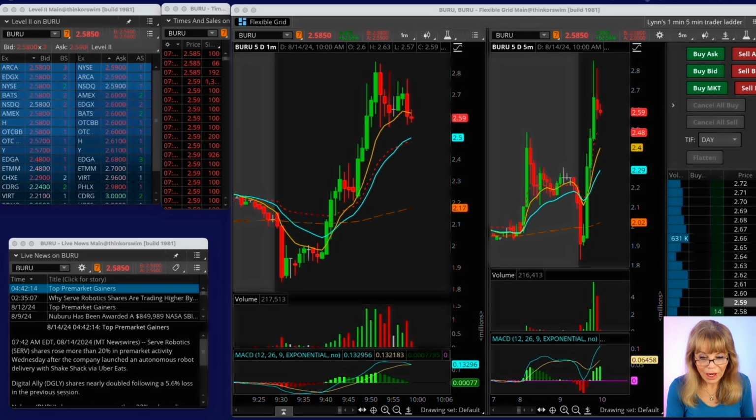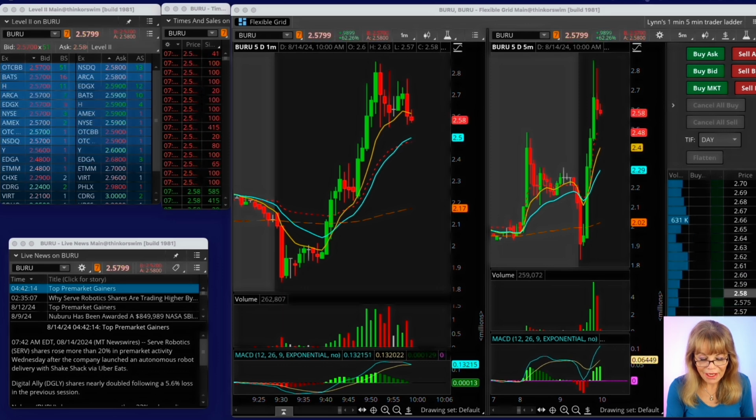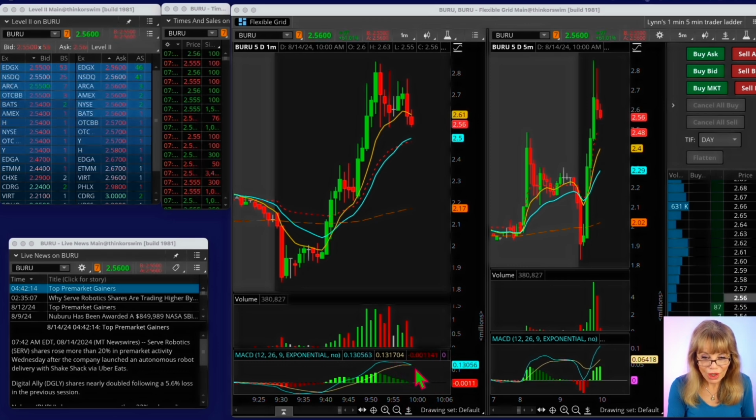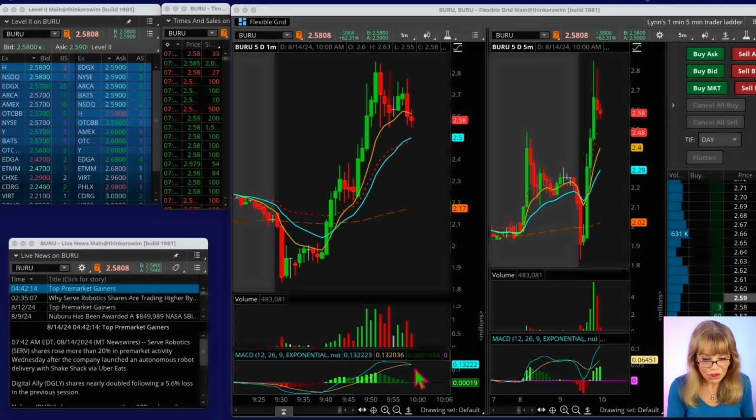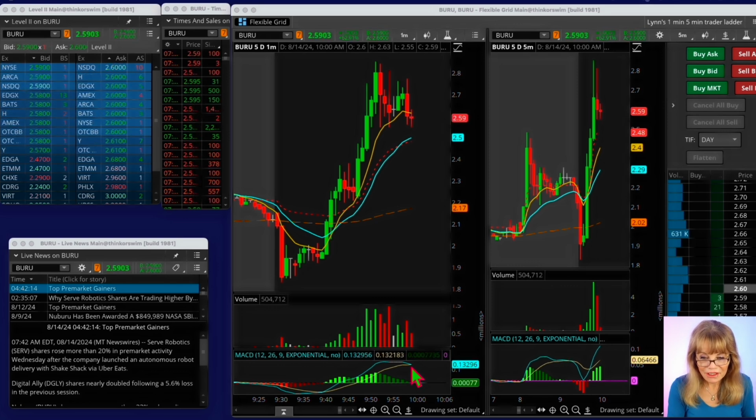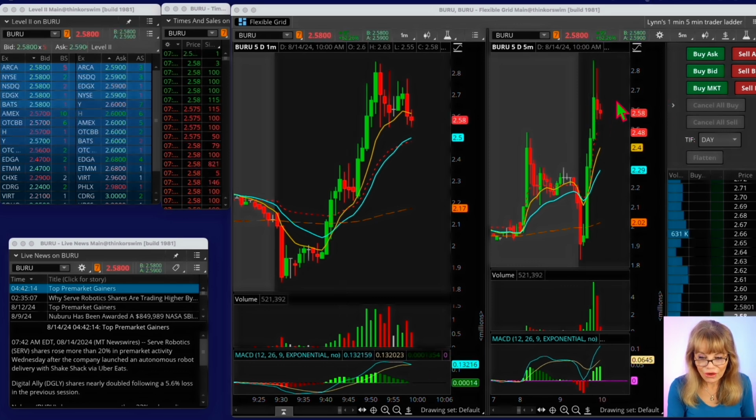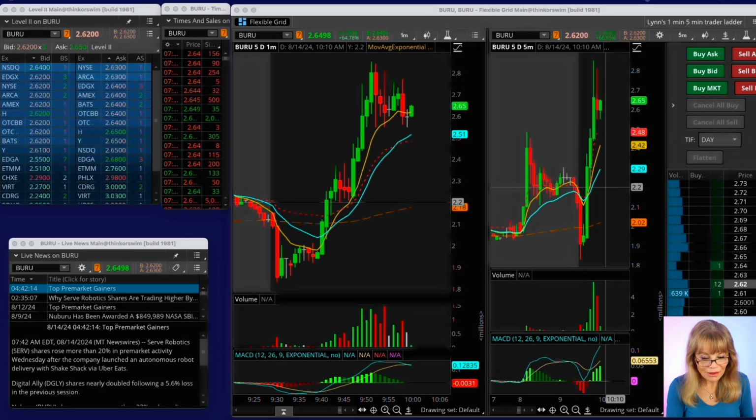And now it popped below the 9 EMA, and you can see right down here that the MACD line is crossing over, so that doesn't bode really good. That's kind of a negative signal for the stock, a negative on the 5 minute chart as well.